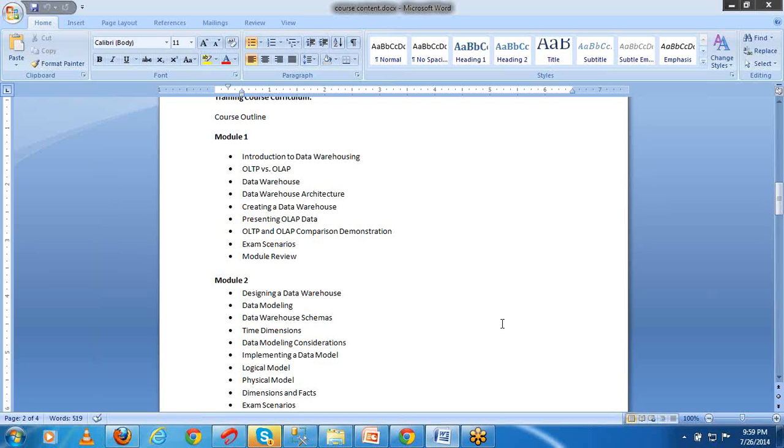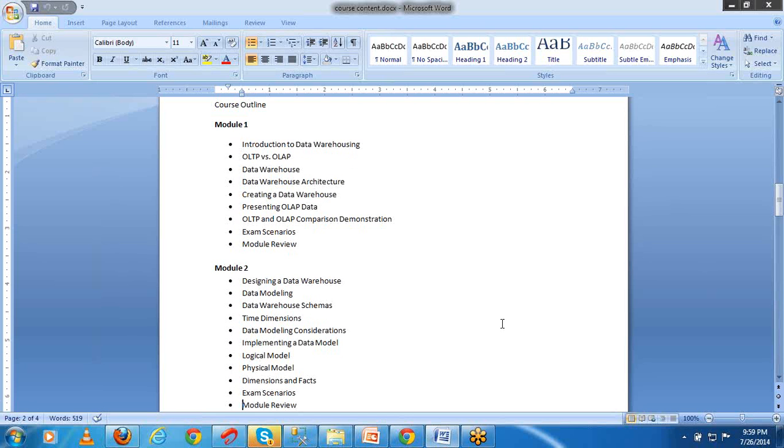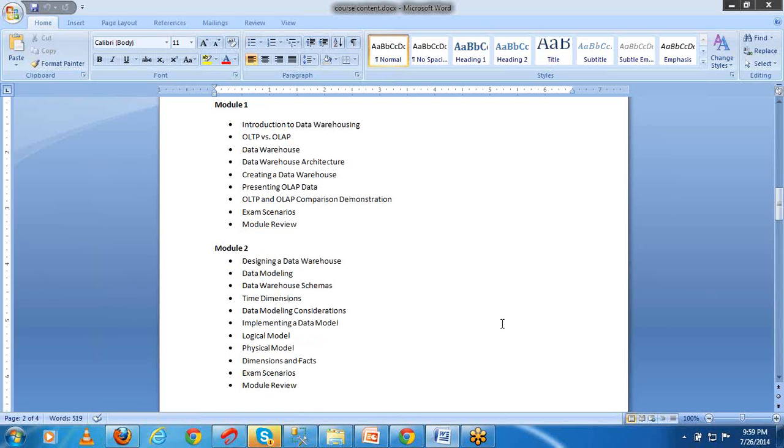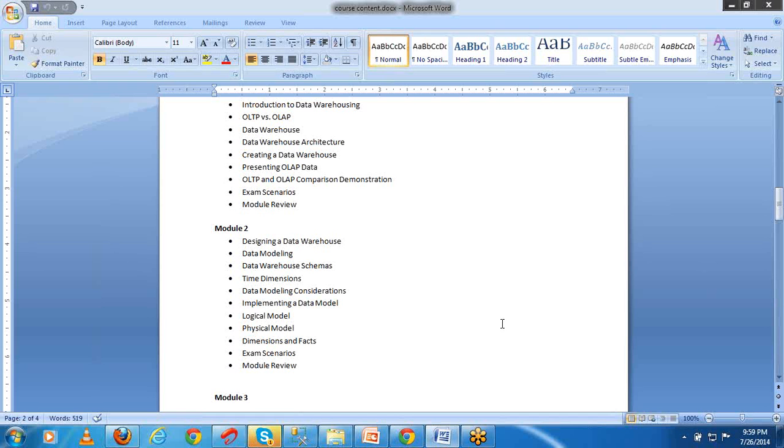Okay. I'm just going through the topics. Module 1 covers OLAP and OLTP and what the differences are, what is a data warehouse, what is the data warehouse structure, and how to create a data warehouse. Okay, how to present the OLTP data, we'll discuss it, and nothing but SSAS.